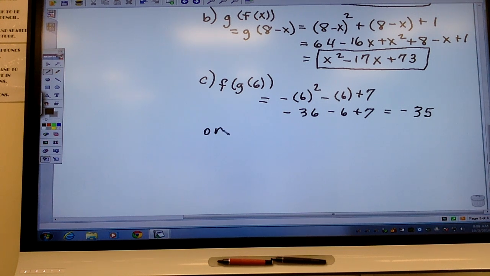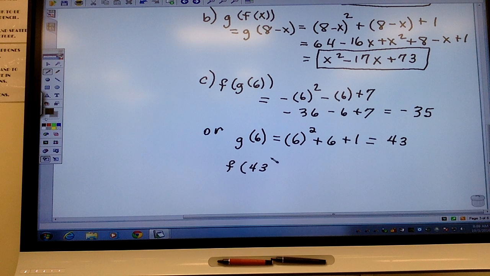Or you can first find g of 6. So g of 6 is going to be 6 squared plus 6 plus 1, and that gives me 43. Now I can find f of 43, which is 8 minus 43, which gives me a negative 35.